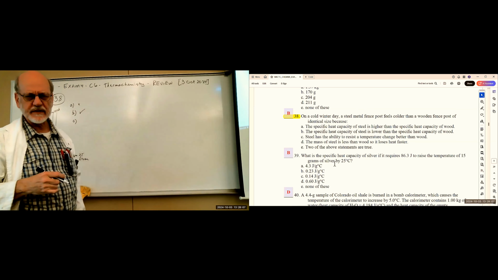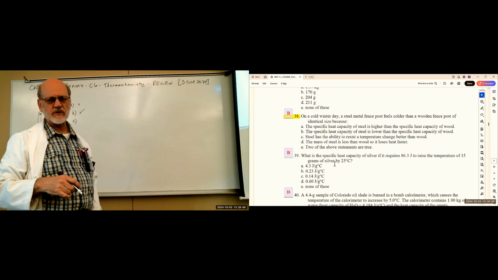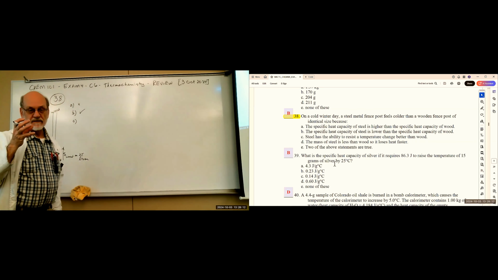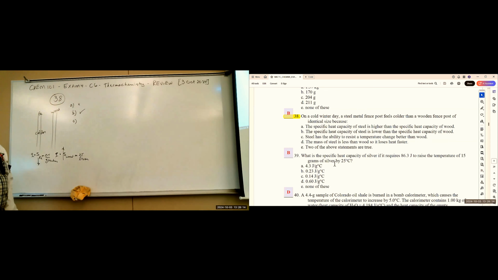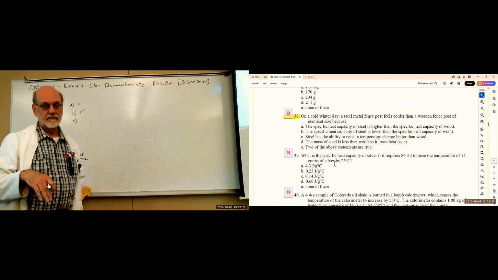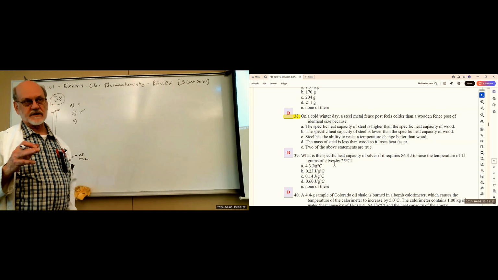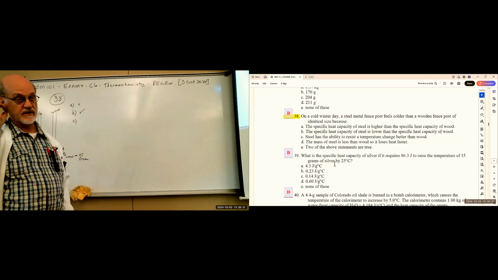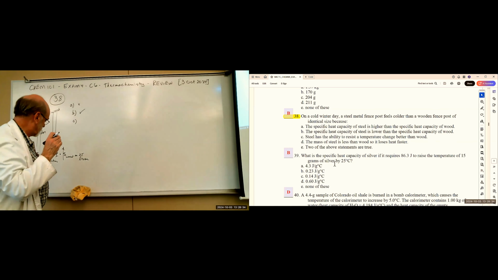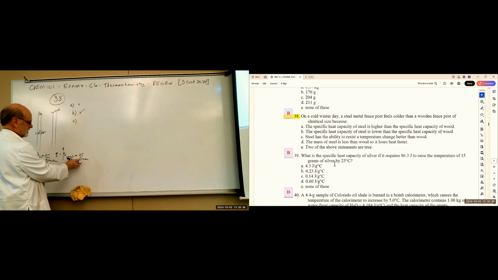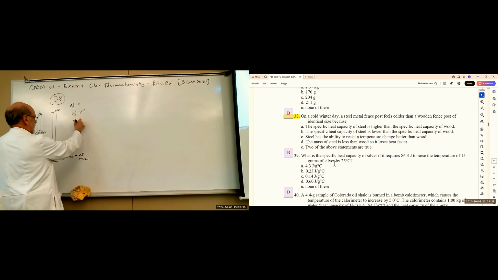Does C have any validity? Steel has the ability to resist temperature change better than wood. That's the definition of heat capacity. The temperature change of steel is going to be much greater because its specific heat capacity is lower. So steel does not resist temperature change better than wood. Wood is the other way around. It has a smaller change in temperature. So that one's false.